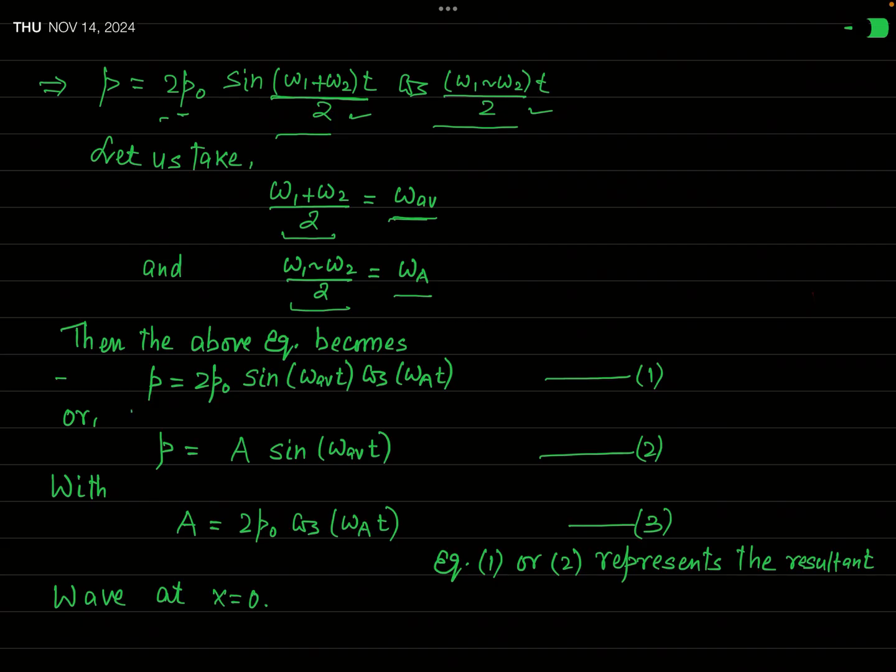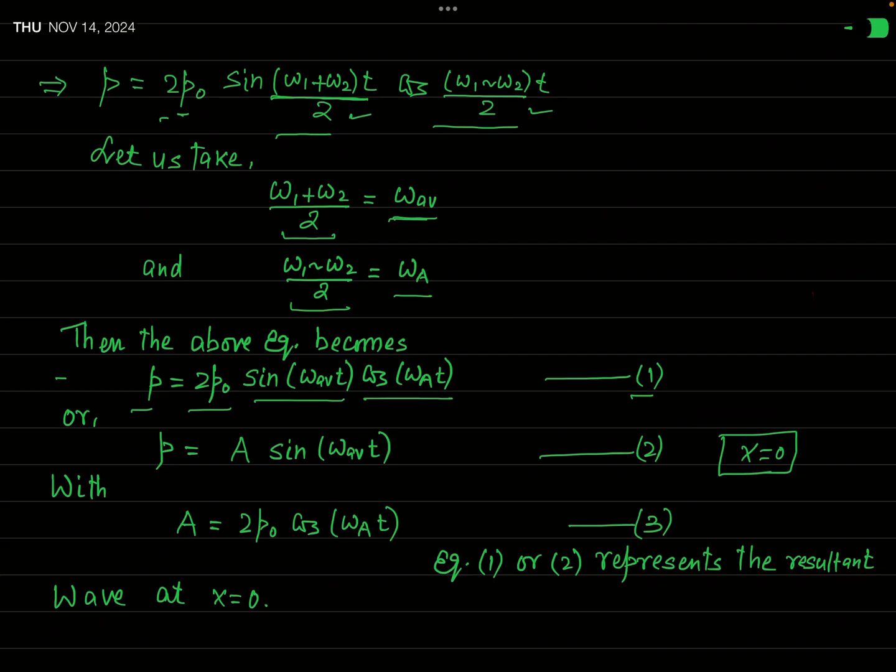So this equation now becomes P equal to 2P naught times sine omega AV into t, cos omega A into t. Actually this equation 1 which we have obtained represents the resultant wave after the superposition of two sound waves at position x equal to 0. This is the equation of the resultant wave. You can see that this equation does not represent a progressive wave now, but is just like a harmonic wave, or you can say it is just like a standing wave.